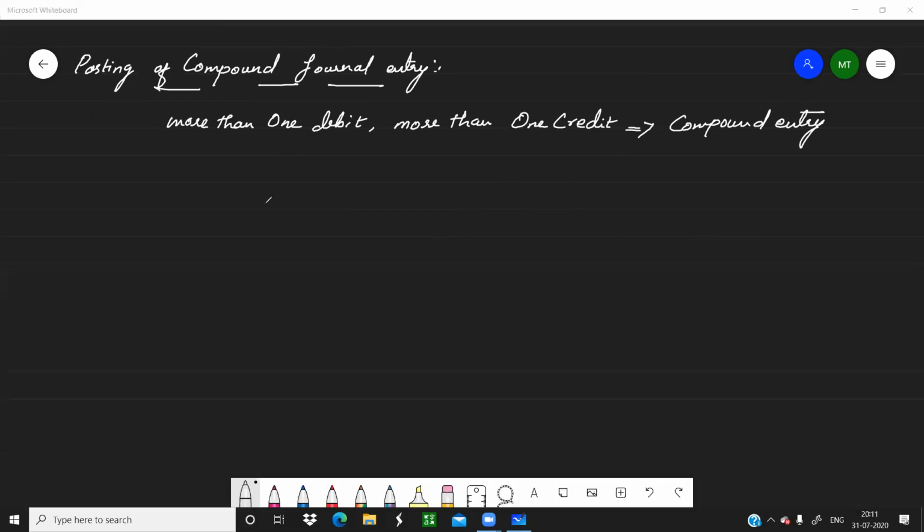Okay. Then for items debited in the compound entry, entries are made on the debit side in the respective accounts with the respective amount debited. For items credited in a compound entry, entries are made on the credit side in the respective accounts with the respective amount credited. The posting of such entries to ledger accounts is explained in illustration 3. So illustration 3 I will explain.